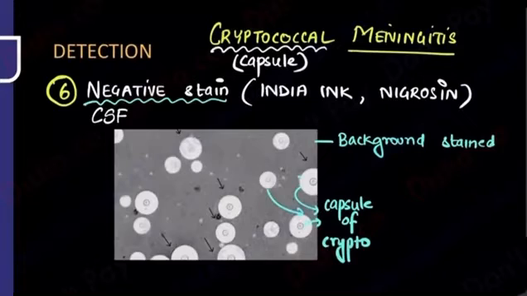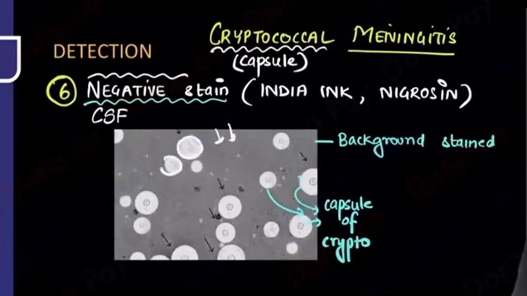The concept of negatives was that the background was dark and the person's photo was coming highlighted out, right? The same thing is happening in a negative stain. That is, the background is coming out to be dark, and what is highlighted is the cryptococcal capsule. That is, if you received a CSF sample, that's the trick over here.